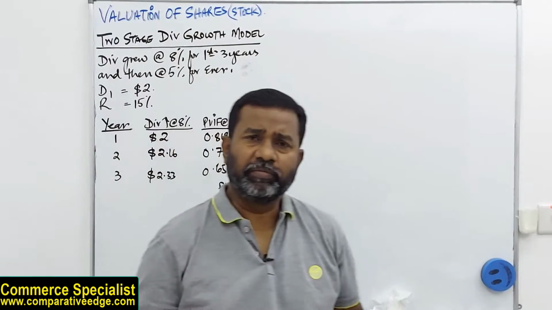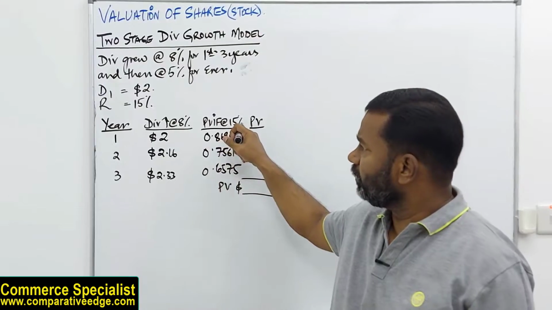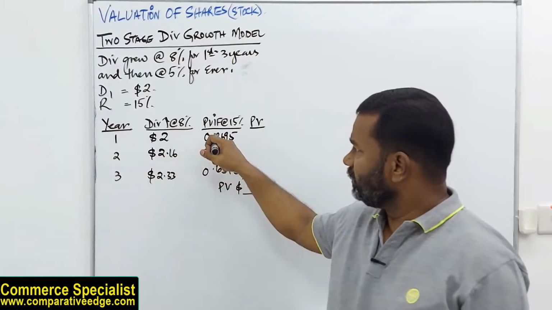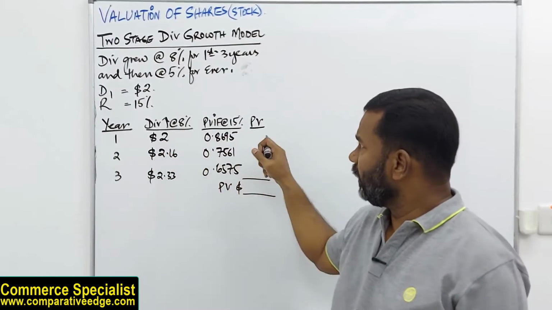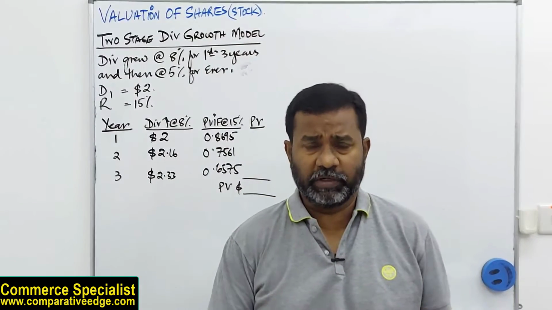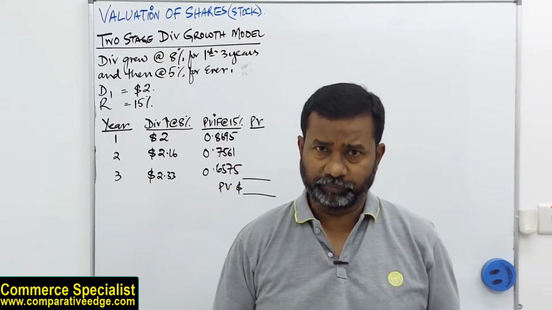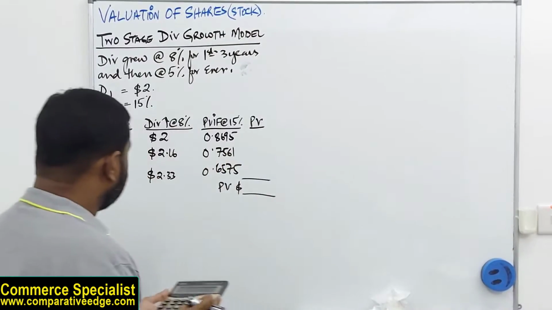It is available in the present value table. All you have to do is look under 15% for year 1, 2 and 3. These are the discount factors. Just multiply them. You get the present value. Add all of them. You get the present value of the dividend, which has been growing for 3 years. What is the value today? Today means year 0. So let's find that.